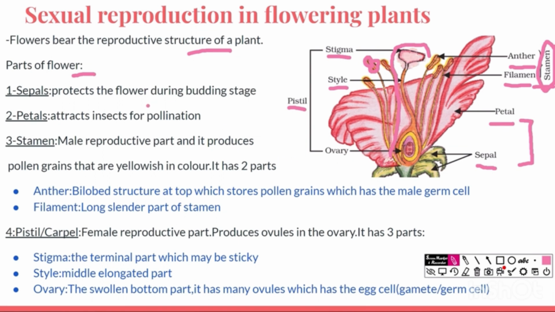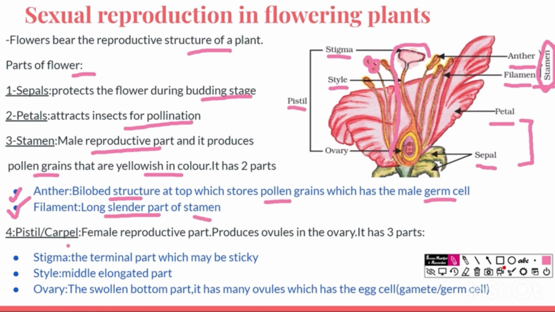So let's just read it out. Sepals protect the flower in the budding stage, I have told you. Petals attract the insects for pollination. Stamen is the male reproductive part and it produces the pollen grains. Pollen grains are yellowish in color. Then the stamen has two parts, the anther and the filament. Anther is the bilobed structure at the top which stores the pollen grains, and the pollen grains further have the male germ cell. Filament is the long slender tube-like part of the stamen.